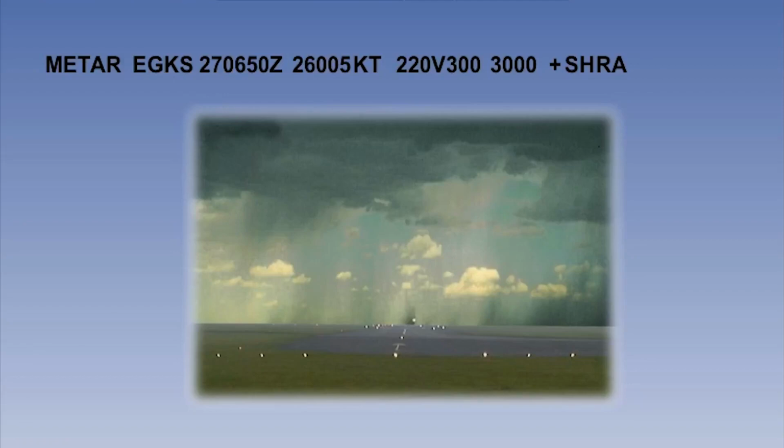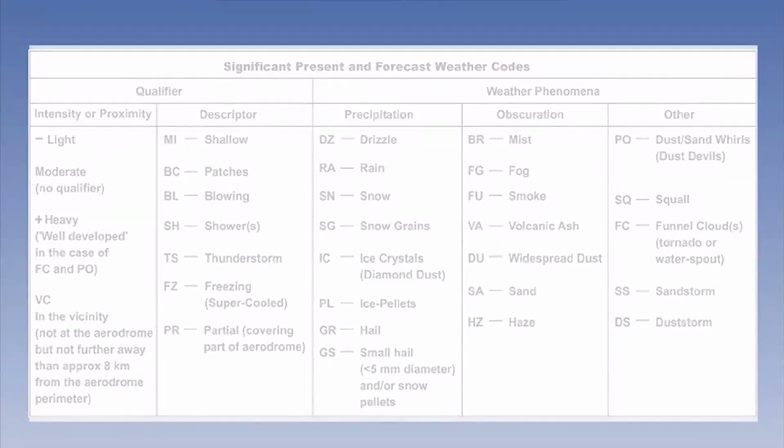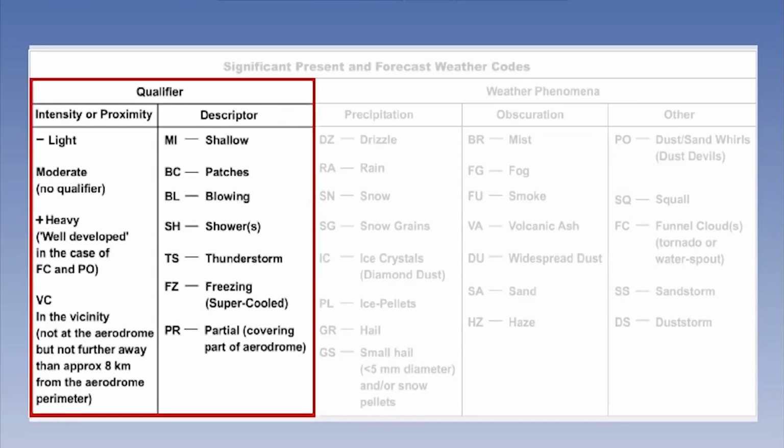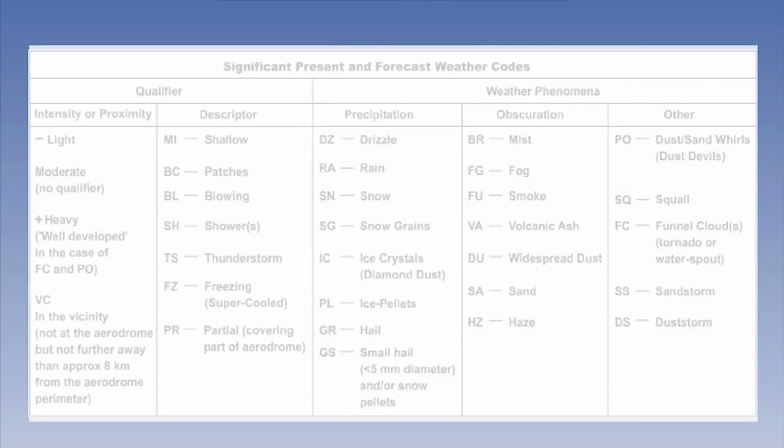That's just one weather group. There are many more. Here is the full list. It looks complicated, but it's relatively easy to work out. Let's look at each column in turn. Put simply, the first two columns contain letters or symbols which act as qualifiers. The last three columns are the weather phenomena. This may sound confusing, but all will become clear as we work through each column in turn.